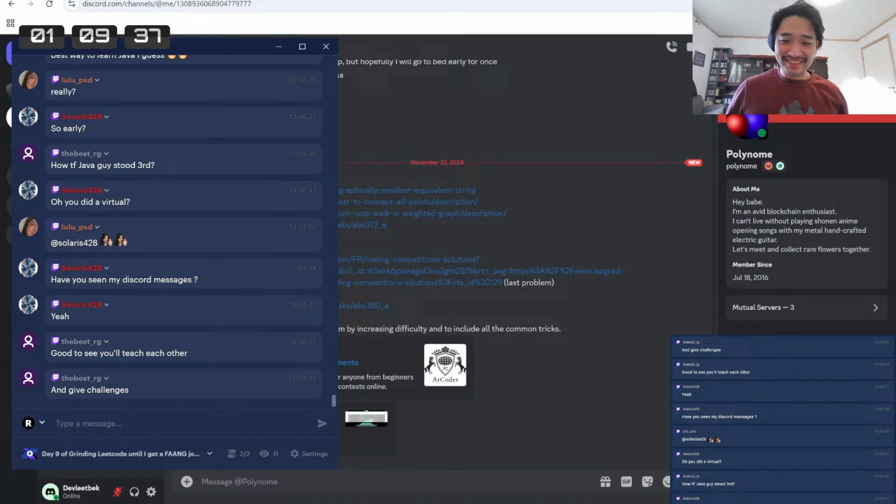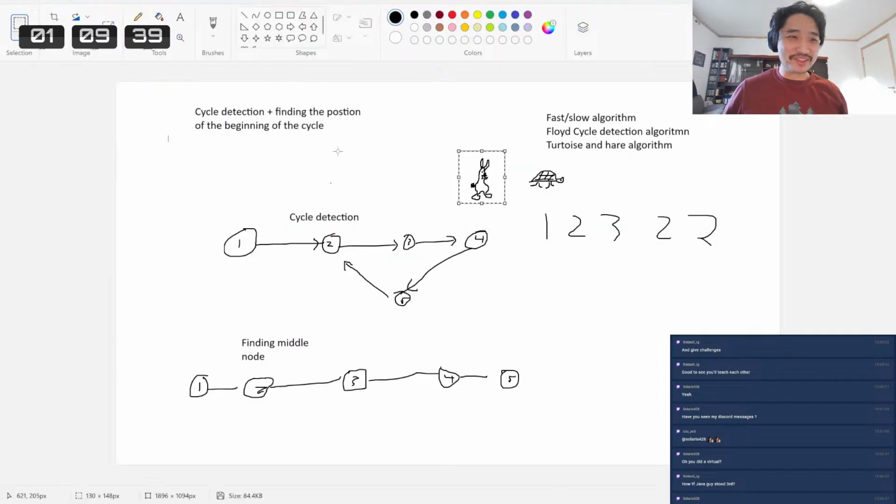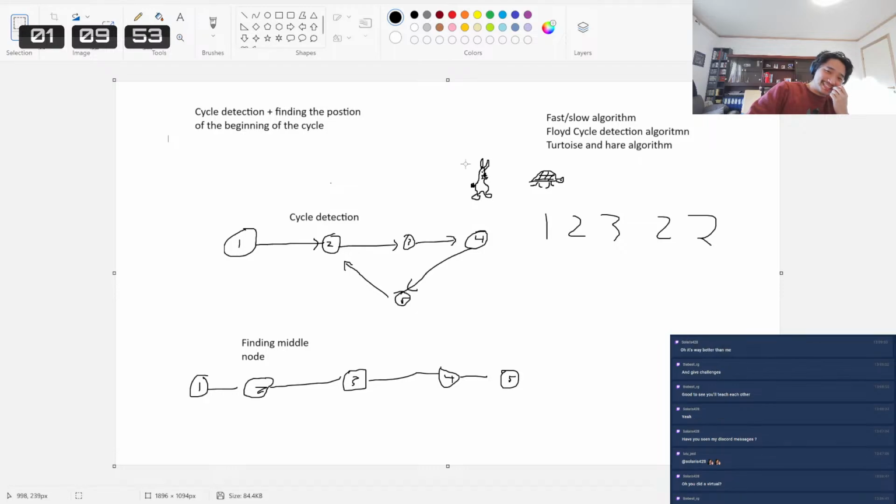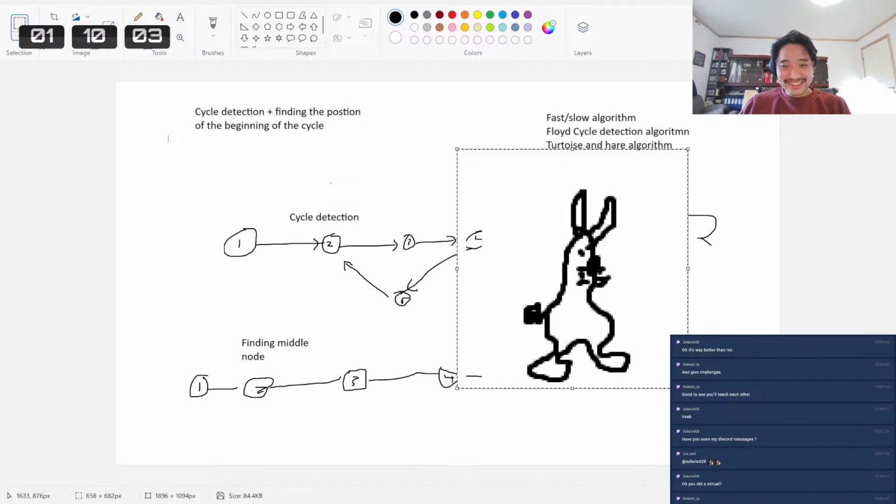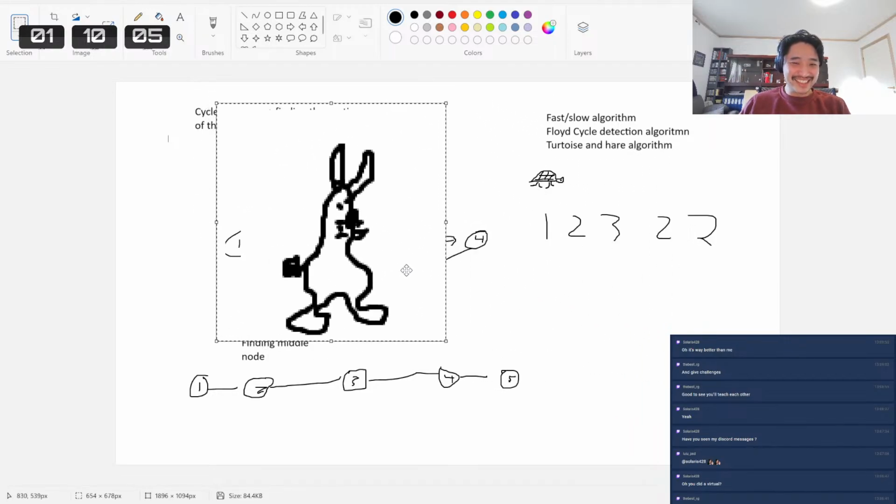And you remember you talked about your drawing skills. This is my explanation, with my drawing skills, of how the tortoise and hare algorithm works, because Solaris was explaining something to me yesterday. Solaris 428: Oh, it's way better than me. What are you talking about? Look at this.